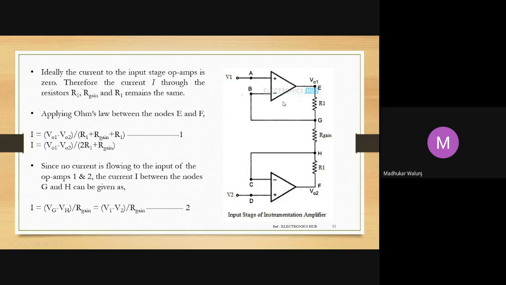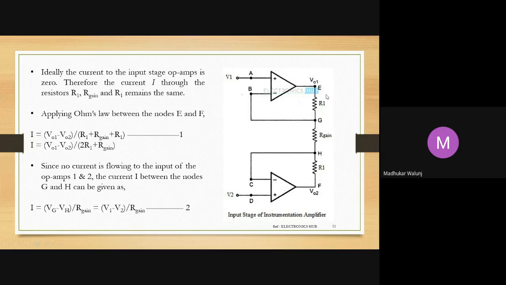So the current that is flowing goes through resistors R1, R gain and R1 only. It starts from VO1 and ends at VO2, going through R1, R gain and R1. Applying Ohm's law between them, because Ohm's law requires only the current, voltages and resistances. If we apply Ohm's law between E and F, what is Ohm's law?